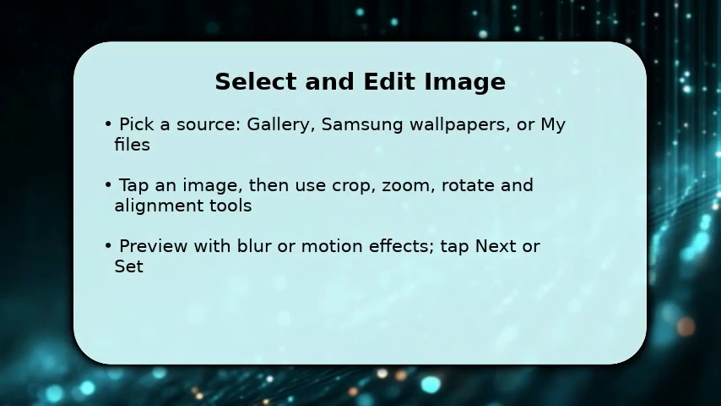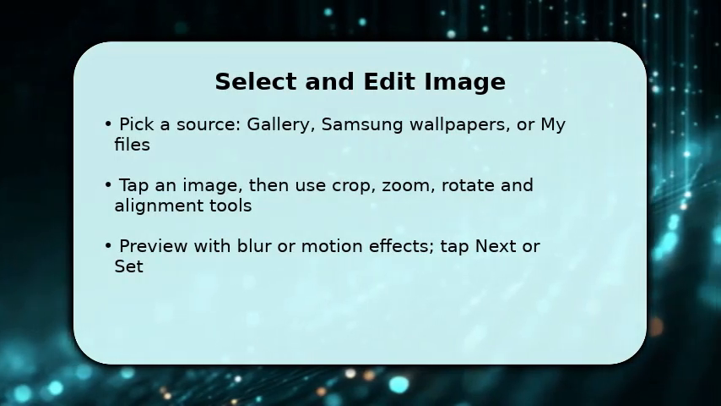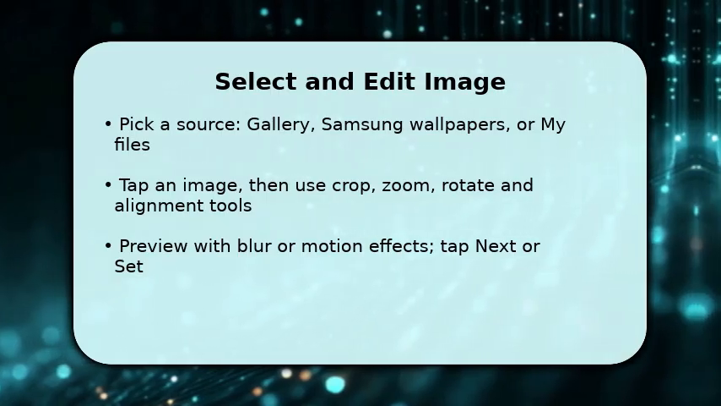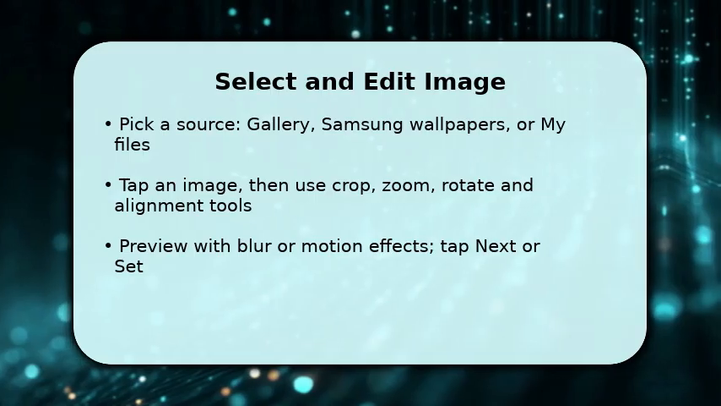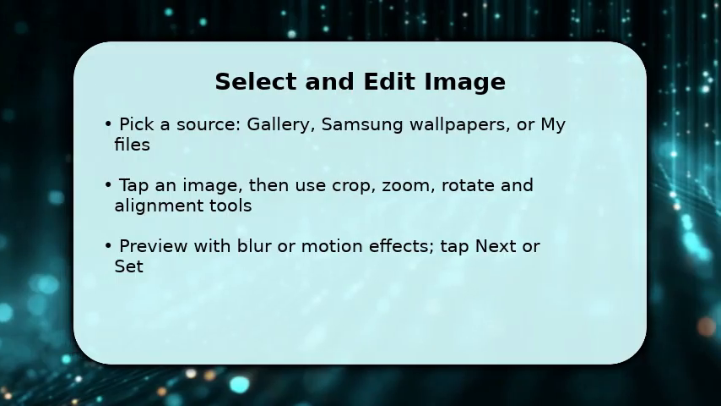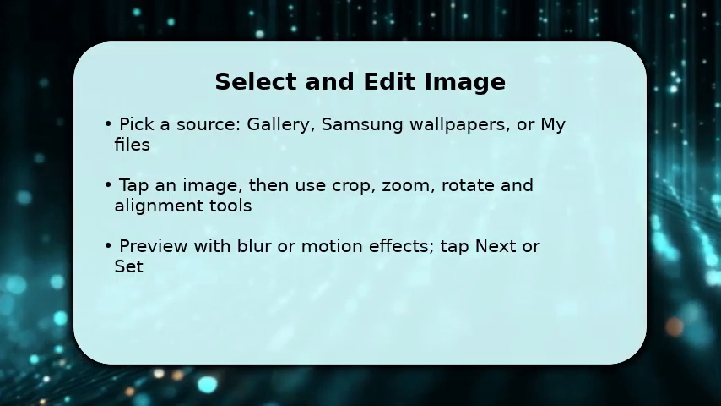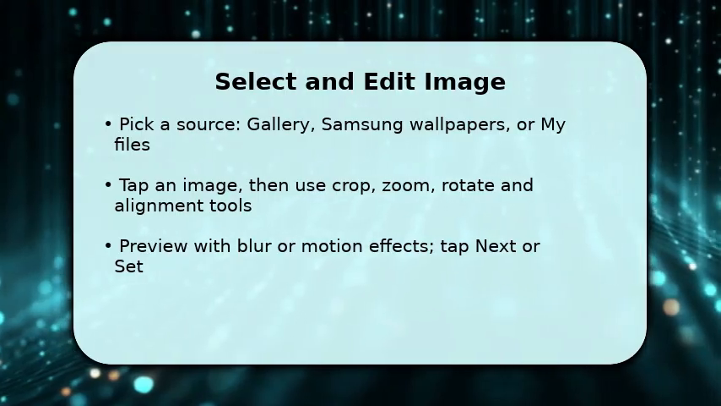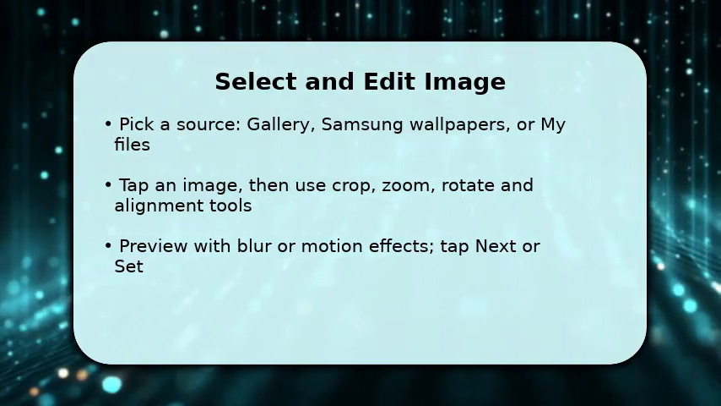Now pick where your new lock screen image comes from: Gallery, Samsung Wallpapers, or Files. You tap the image you want and use the crop and zoom handles to fit it to the lock screen frame. Make sure essential content isn't behind the clock or widgets. Use rotate and alignment tools for landscape or portrait corrections, and optionally enable motion or blur to improve readability.